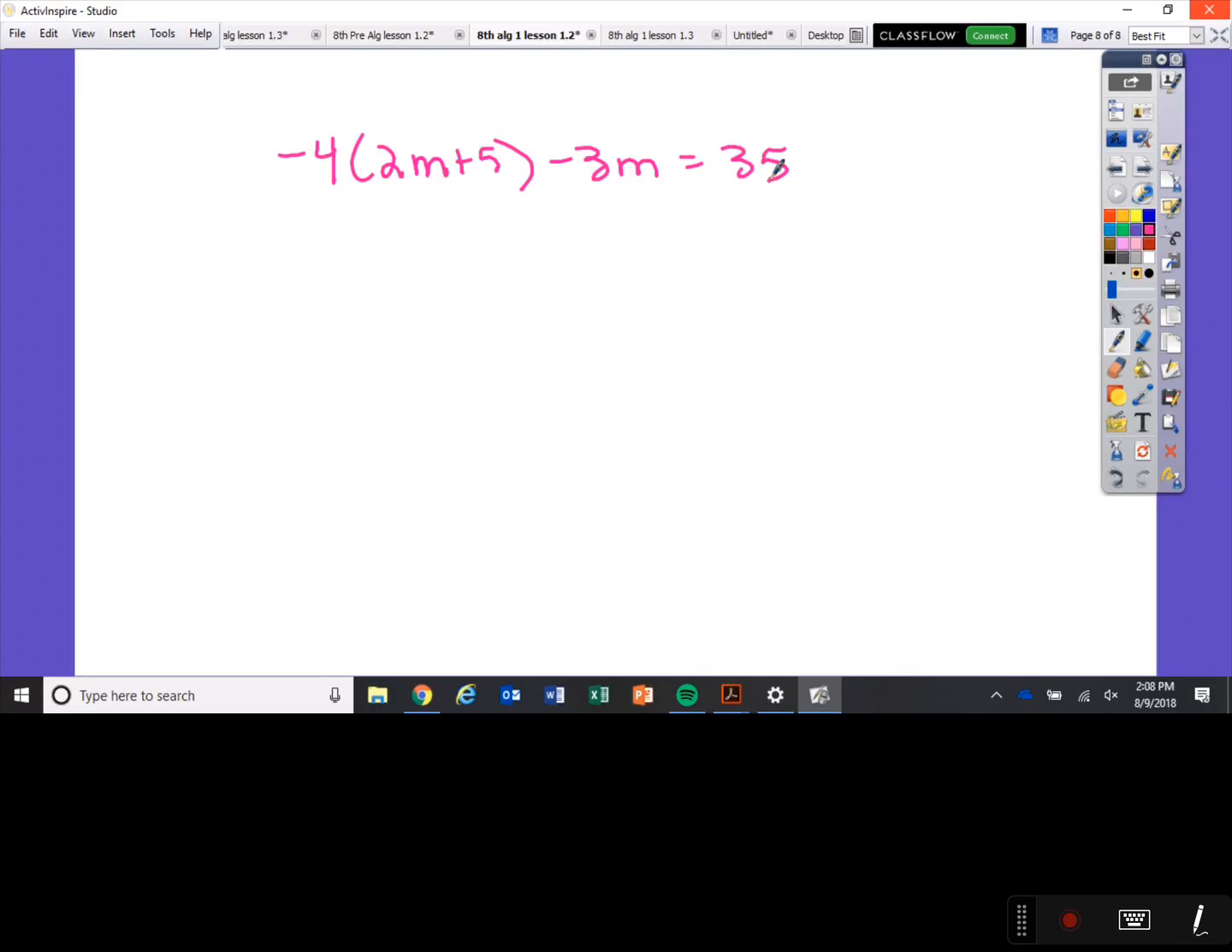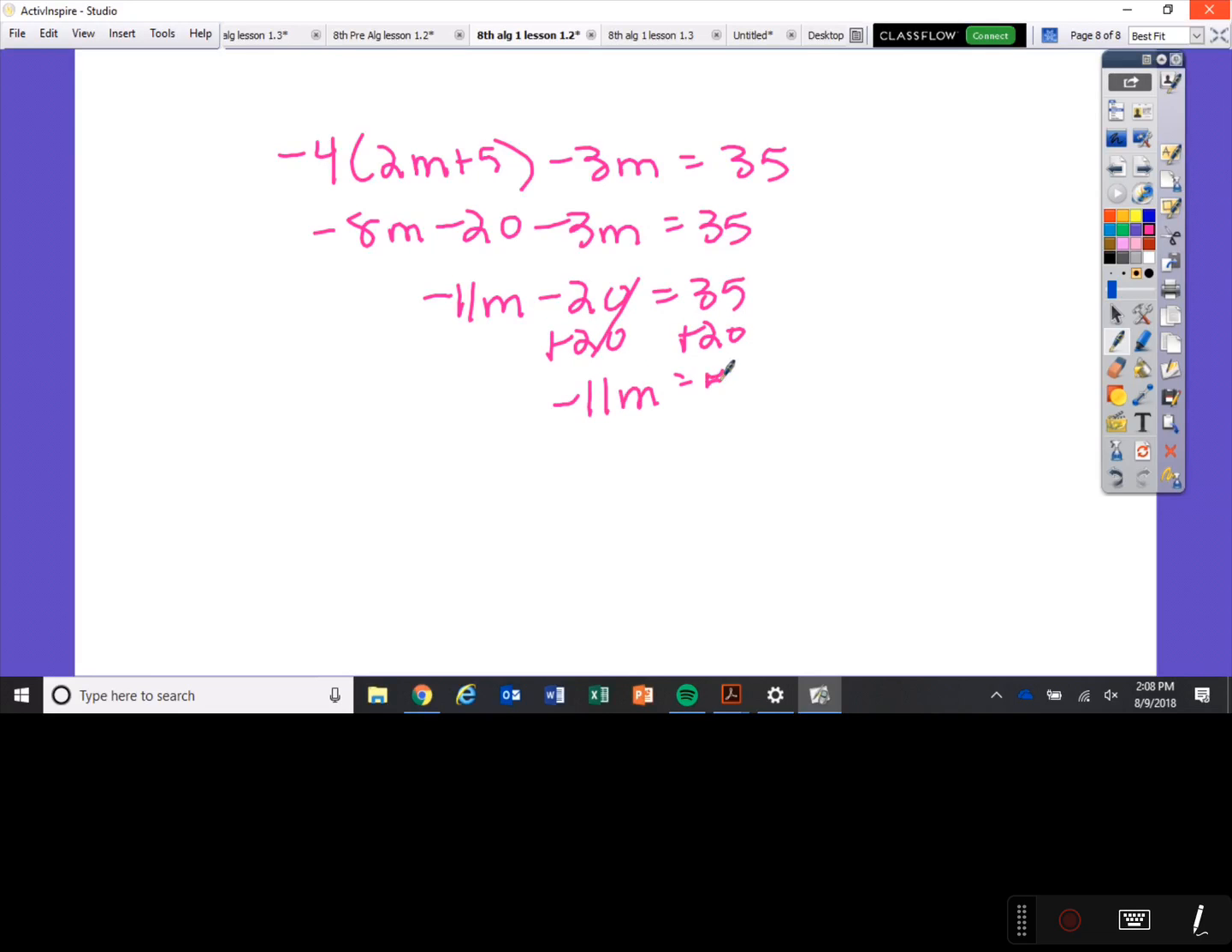All right, so I got it first right. I'm going to distribute: -8m minus 20 minus 3m equals 35. Simplify, -8m and -3m make -11m. Add 20. Divide by -11. Dang, that was quick. Yeah, m equals -5. Okay. A lot of you did. Good job.